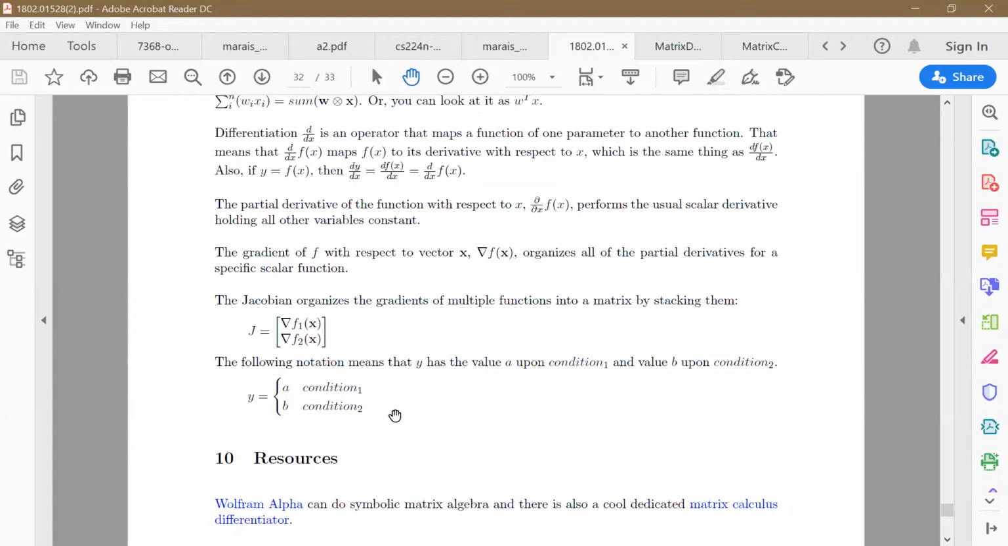You might remember this in association with the ReLU activation function, because ReLU of x is 0 if x is less than or equal to 0, and ReLU of x is x if x is greater than or equal to 0. So that's one application of this notation, if you could use it to define the ReLU function.